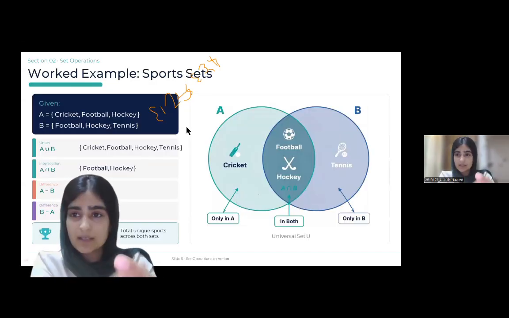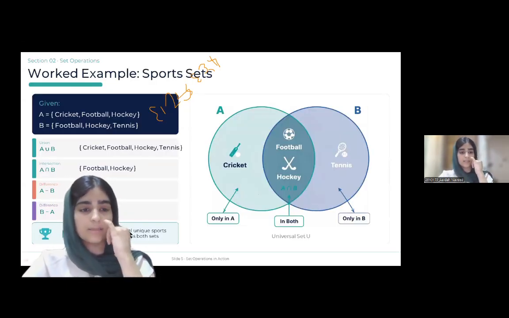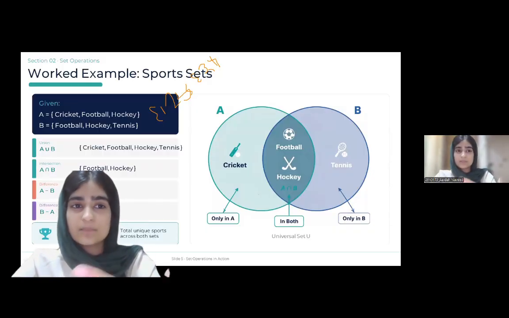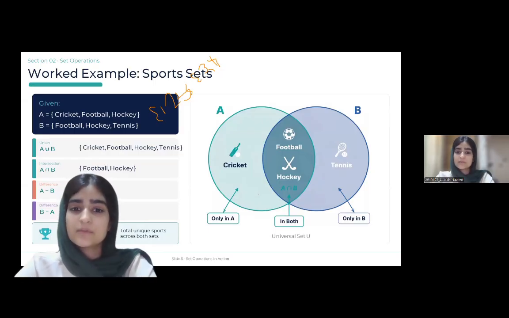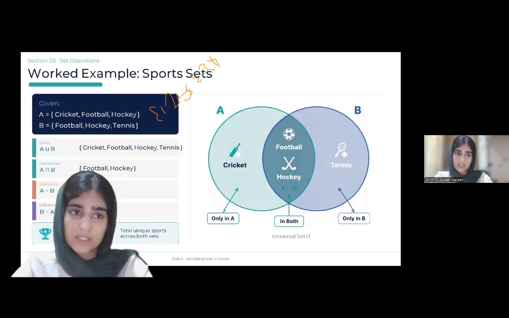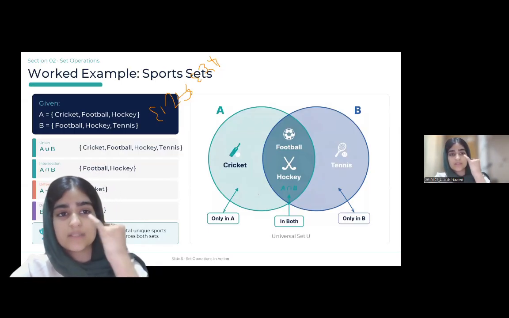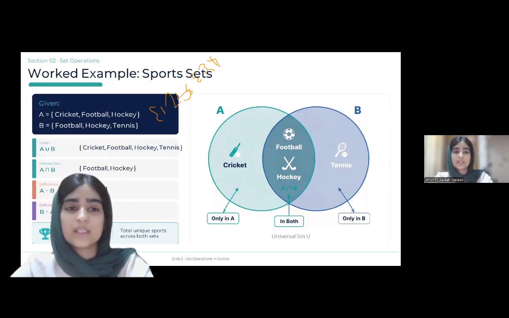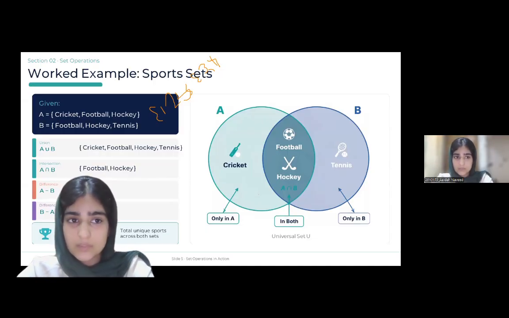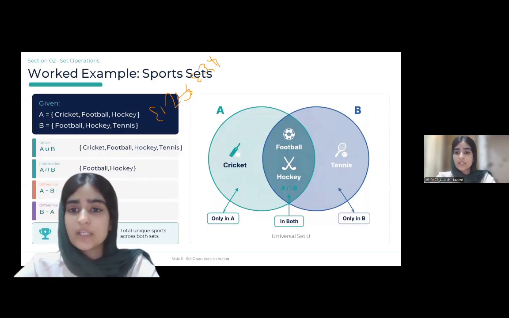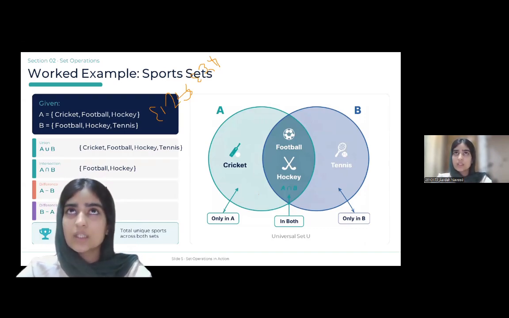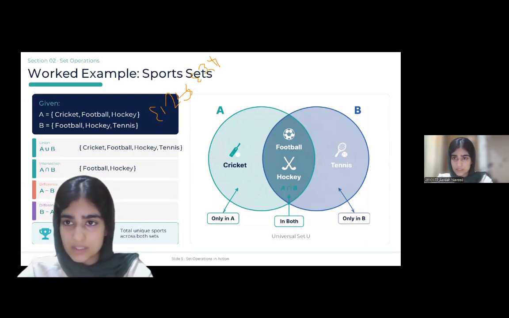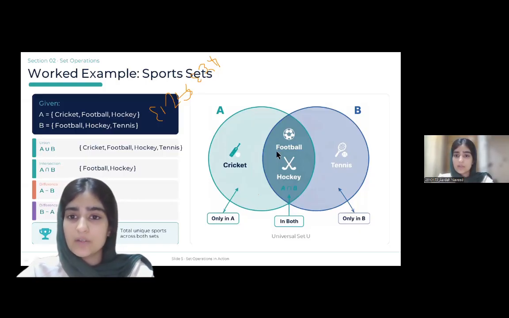And so a worked example that we have for all these sets is related to the number of students who join different types of sport activities from their classroom. So we have set A, which is football, cricket, and hockey. Set B, which is football, hockey, and tennis. The union of A and B will give us cricket, football, hockey, tennis. And the intersection will give us only those sports which are common in both the sets. So those sports are football and hockey.